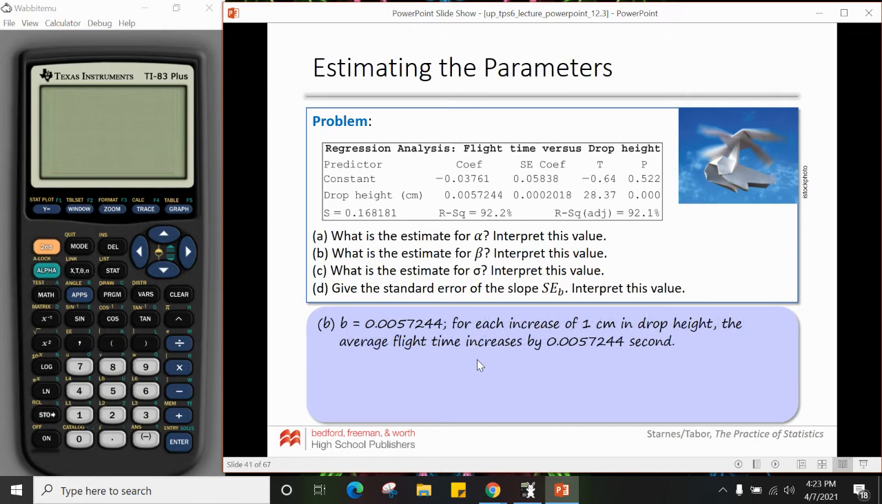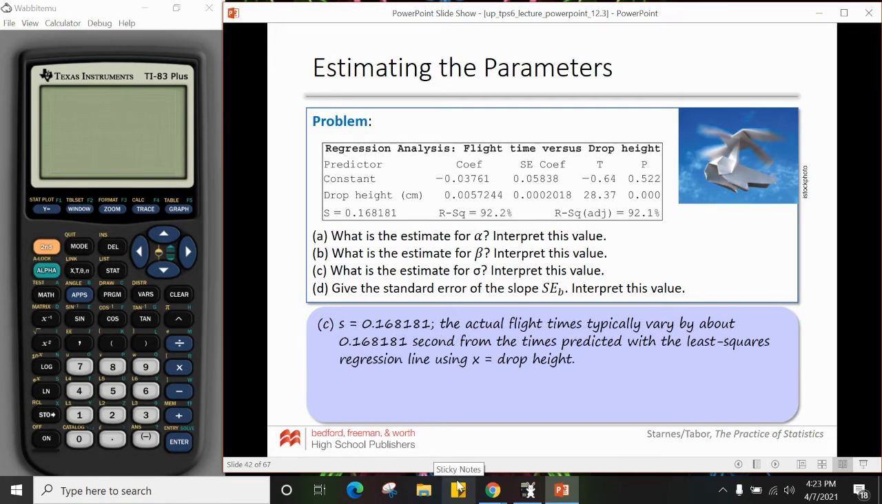Our B value now, so this is our constant. Our drop height is our x variable, so that's going to give us our slope. And B is going to estimate beta. So B is equal to this. For each increase in 1 centimeter in drop height, the average flight time increases by blank seconds. So when you're interpreting this value, that's really interpreting slope. A is interpreting the y-intercept. B is interpreting the slope.